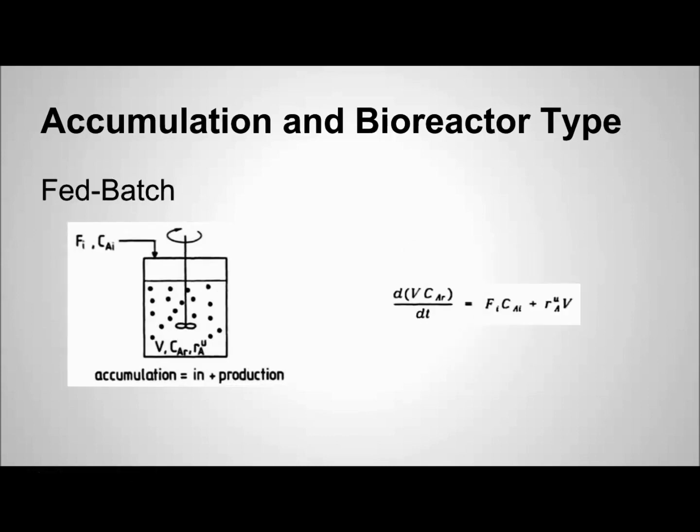So if we simplify this, we get this equation right here. And then for the fed batch reactor, we've got something entering but nothing exiting. So from the general equation, we are able to disregard the outlet term, and we get this equation: the inlet flow times the concentration inlet plus the production times volume.